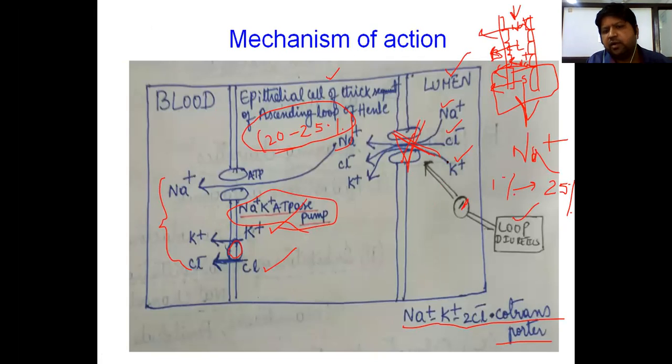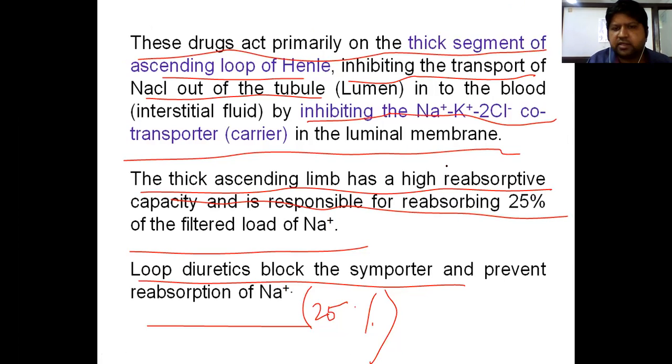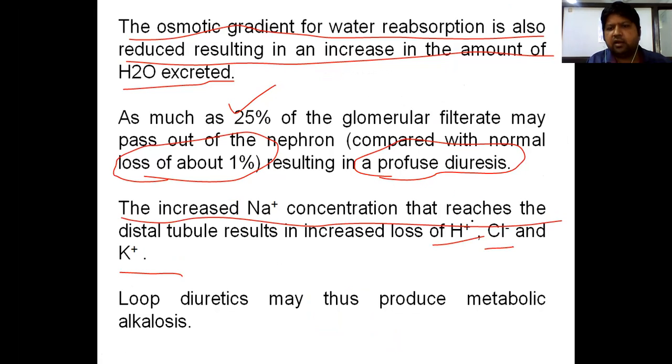So that's why potassium will also go out, and that will result in severe hypokalemia. Severe hypokalemia and loss of H plus ion will also result in metabolic alkalosis. If acid leaves your body, then your blood pH becomes alkaline. That is called metabolic alkalosis, and that will cause severe electrolyte disturbances, and that can cause even vomiting, abdominal cramps, and can even make the patient enter into a coma.